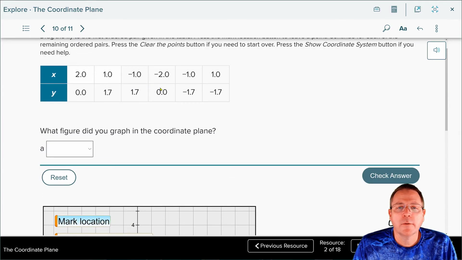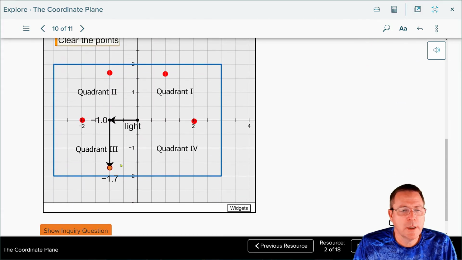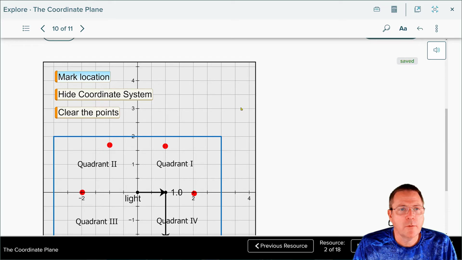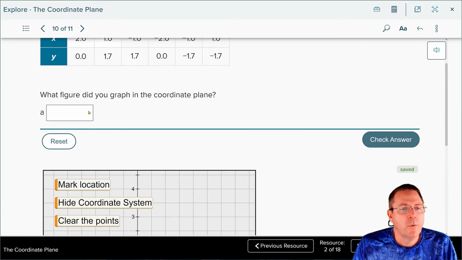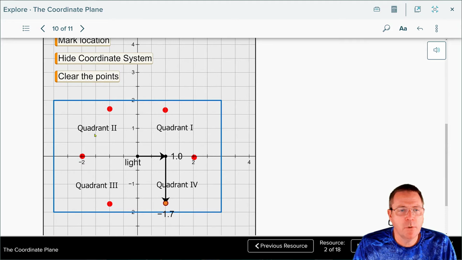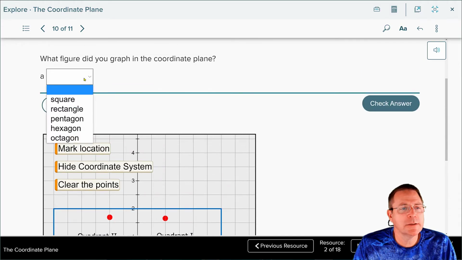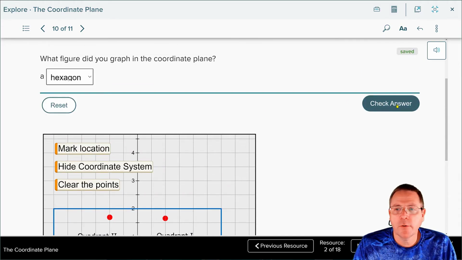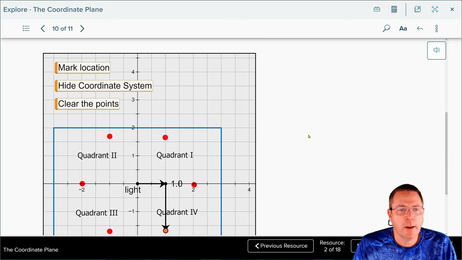And then x is positive 1, y is negative 1.7, which means the fly probably just did a straight line walk to get to 1.7, negative 1.7, which will be right there. So now we have marked all of our points. What figure did you graph on the coordinate plane? I'm seeing 1, 2, 3, 4, 5, 6, a six-sided figure, which would be a hexagon maybe. So there's the answer for a hexagon. Check our answer. Our answer works.